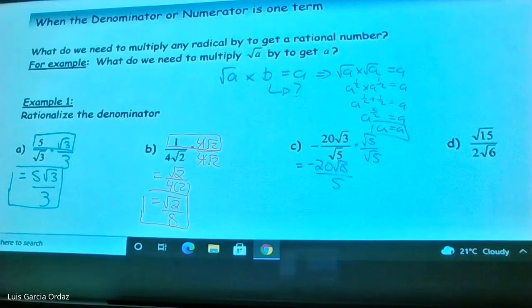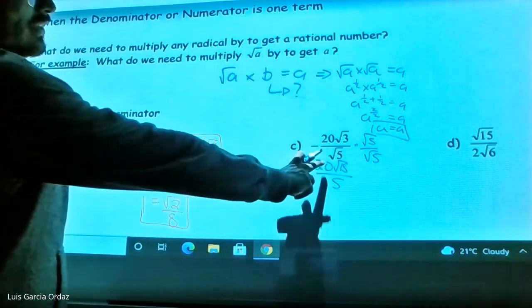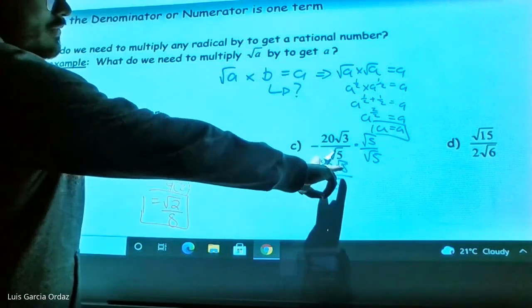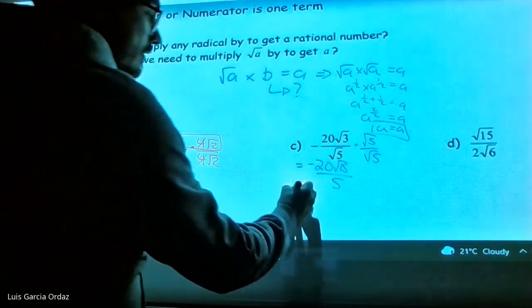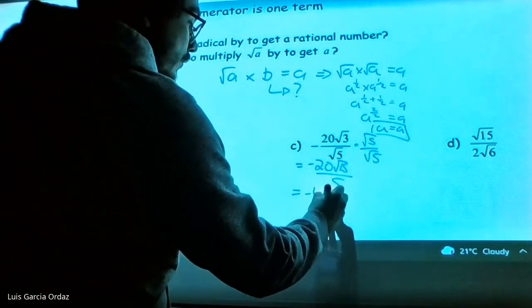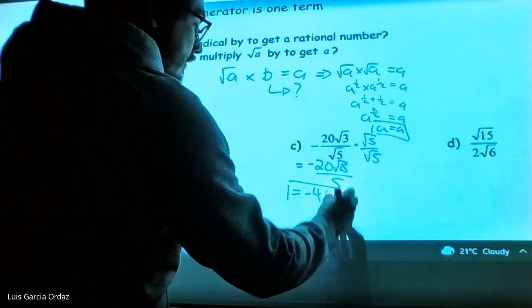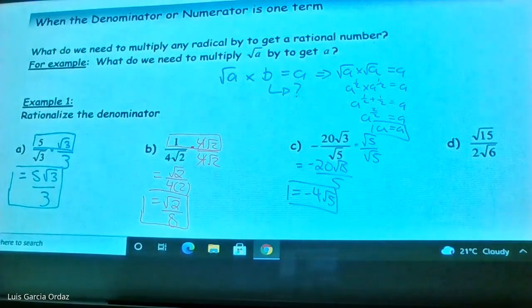All right. So remember, like fractions, we can simplify this even more. So Priyanshu, what can we simplify in this case? Look at the coefficients in front of, look at the 20 and the 5. Can we simplify that? Negative 4 square root 15. So negative 4 root 5. So that would be your final answer.